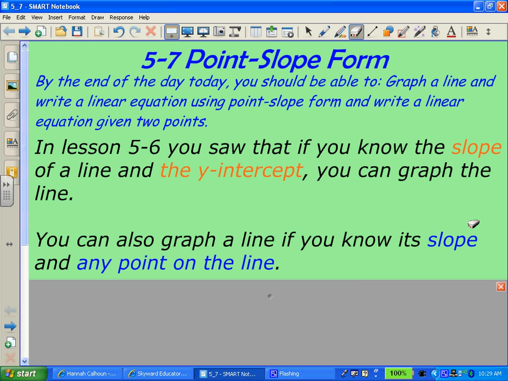5-7 talks about something called point-slope form. Now, we just got done talking about slope-intercept form, and point-slope form is just another form that we can use to help us graph lines.